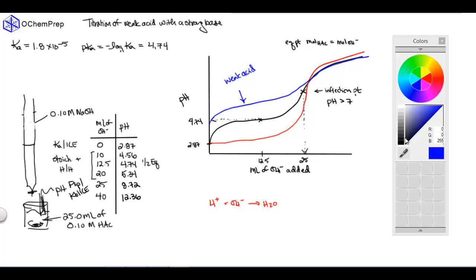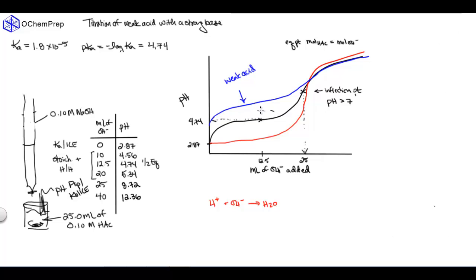Remembering here, let's put it back to black. This right here is what's called the buffer region, and you do all sorts of different problems with buffers. Remember, in the buffer region, I usually use Henderson-Hasselbalch, because what you have in the buffer region is a solution that contains both the weak acid, in this case acetic acid, plus its conjugate base. So it contains both the weak acid and its conjugate, and that's what causes a buffer to happen.